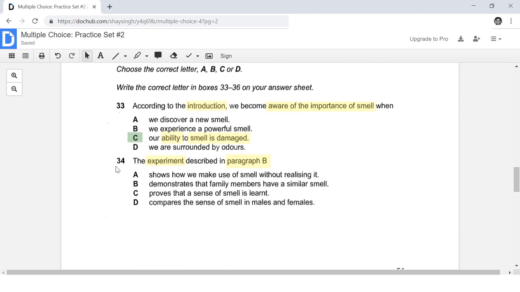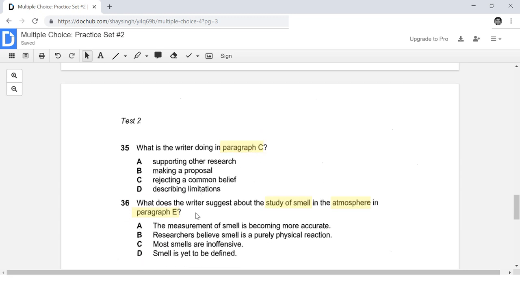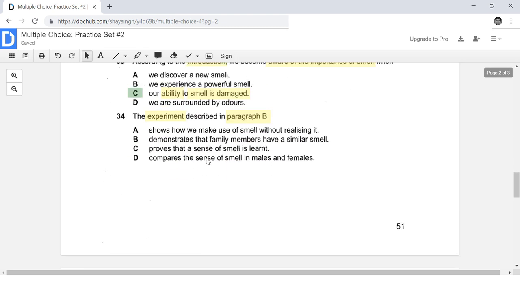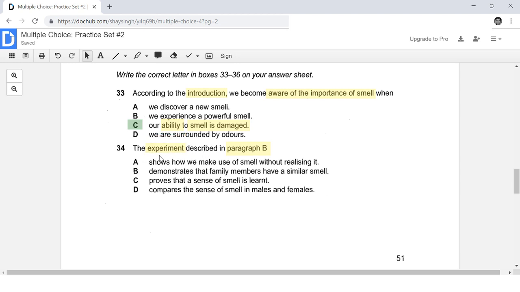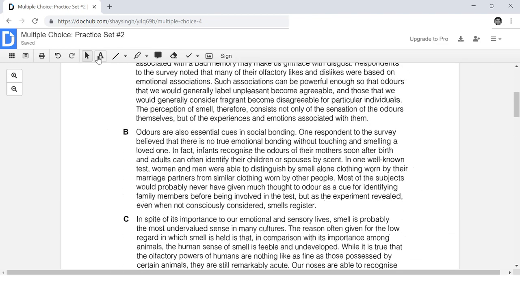Because here it tells me exactly where I'm going to find my answer. It tells me that this is in the introduction, then paragraph B, then paragraph C, and then paragraph E. So there's no point in putting a number next to the matching sentence for these questions. Let's move on to number 34. It says, the experiment described in paragraph B. Okay, so there's an experiment that we're looking for in paragraph B.